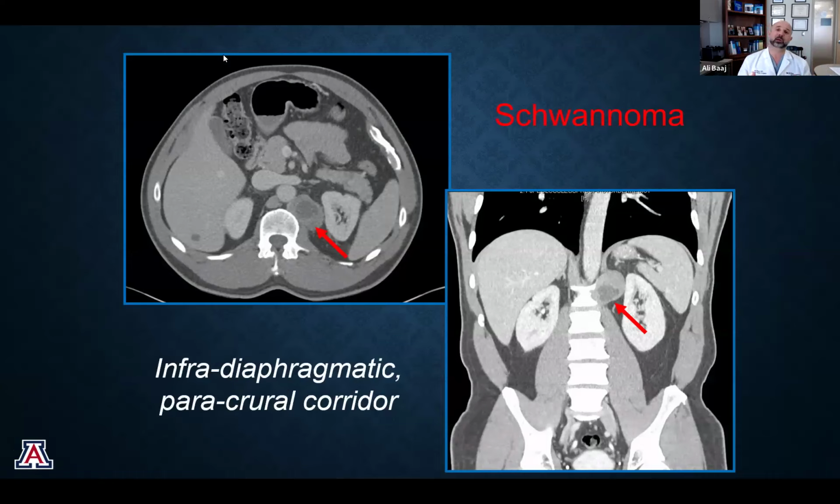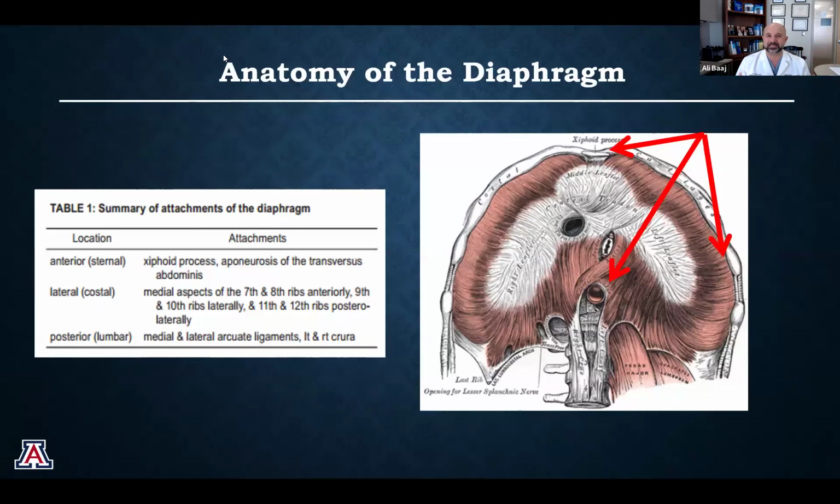There's an infradiaphragmatic paracrural corridor. How do we know this? You spend time in the lab, you look at the anatomy books. And this is something I tell a lot of my trainees. When we were in medical school, you open Netter's or anatomy books and you look at things.